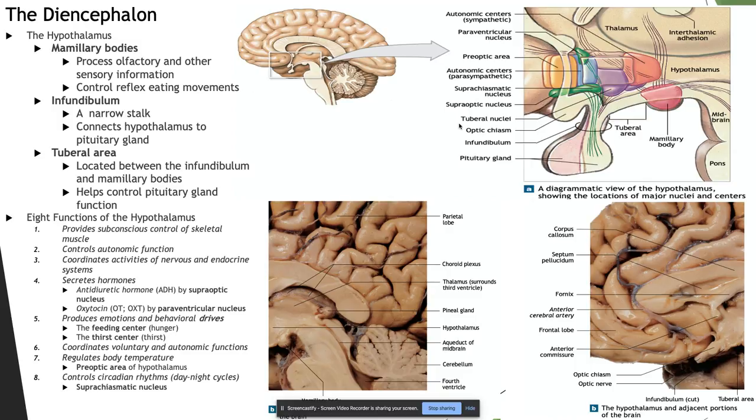So the mammillary bodies possess sensory information, including olfactory sensations, and contain motor nuclei that control reflex movements associated with eating, such as chewing, licking, and swallowing. They are also involved in memory.